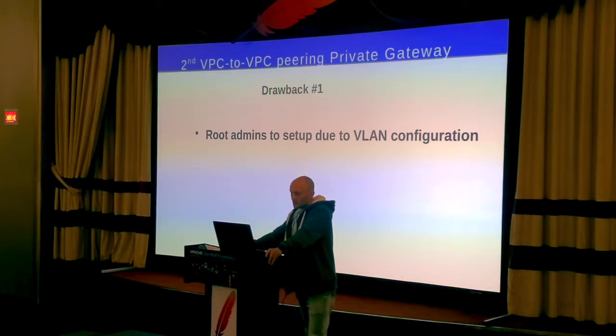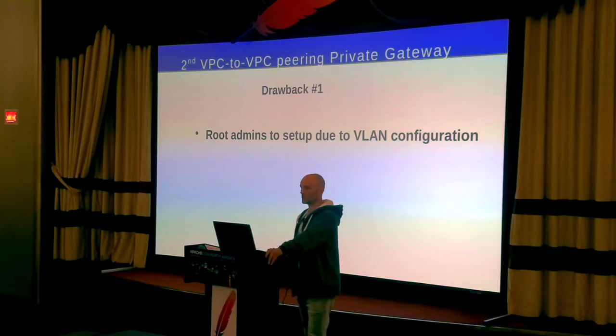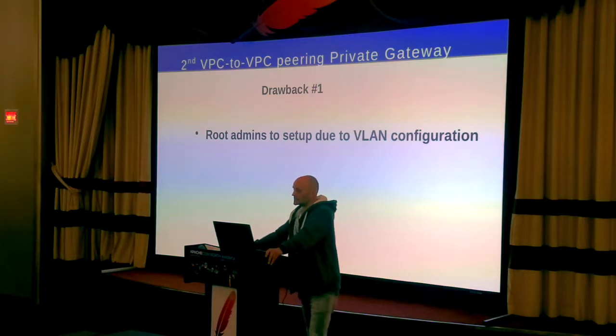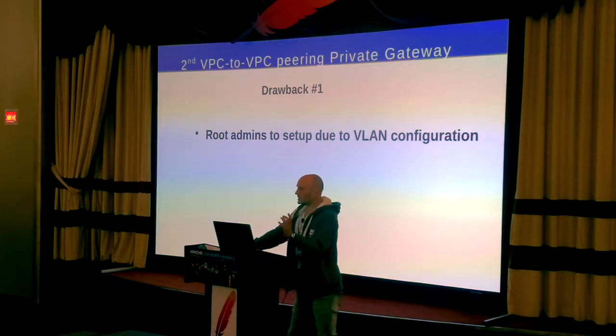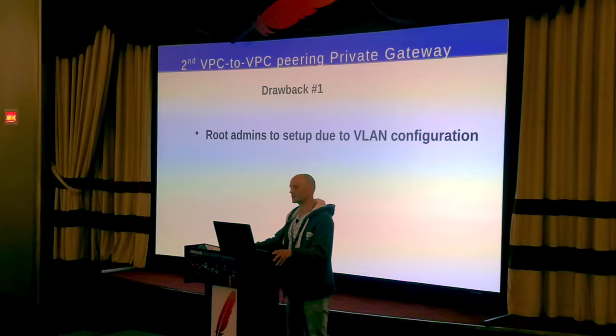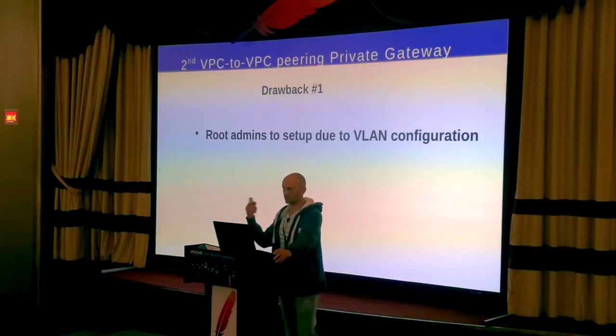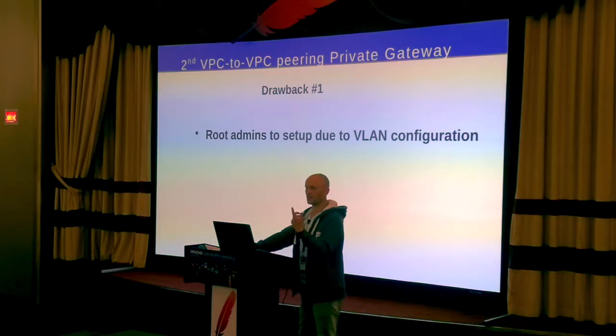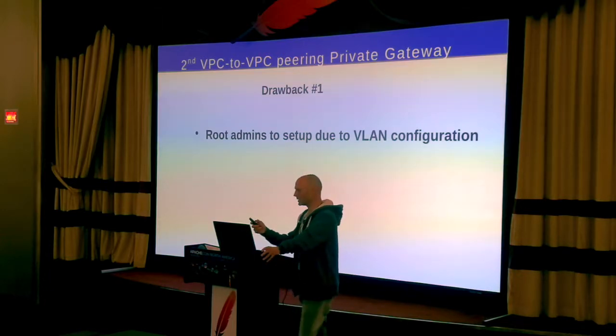The first drawback is that CloudStack does not automatically allocate a VLAN when you create a private gateway. The root admin needs to specify, okay, I want to use this one. So adding a private gateway requires that VLAN configuration. And since normal users are not allowed to configure VLANs, they must phone up IT every time, and the root admin must then go ahead and configure it.